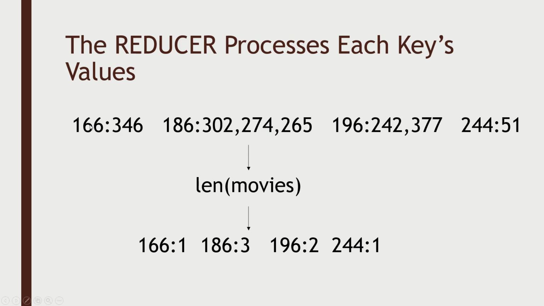So for example, we get called for user ID 166, and that receives a list of movies that just has one thing in it. So we end up with an output of 166: user ID 166 watched one movie. User ID 186 receives this list of 3 movie IDs, and if we just count up the number of movies, we end up with 186 watched 3 movies, and 196 watched 2 movies, and 244 watched 1 movie. So conceptually, that's how a MapReduce job would work to solve this particular problem.